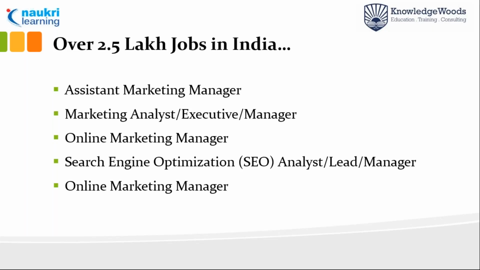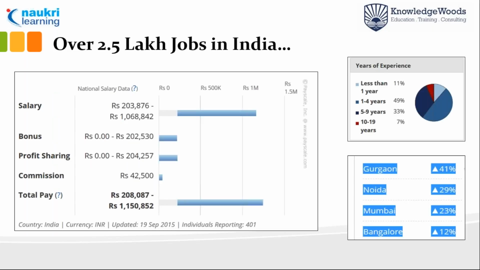Okay, so this is a snapshot which has been taken from a company called PayScale, which does a lot of research on jobs and salaries available in various fields. So what it talks about is, from a fresher's point of view, 0 to 1 year, then 1 to 4 years, 5 to 9, and 10 to 19 years. It talks about the kind of salaries being paid to digital marketing people at the moment, and depending upon the various roles, these salaries are bound to grow considerably.